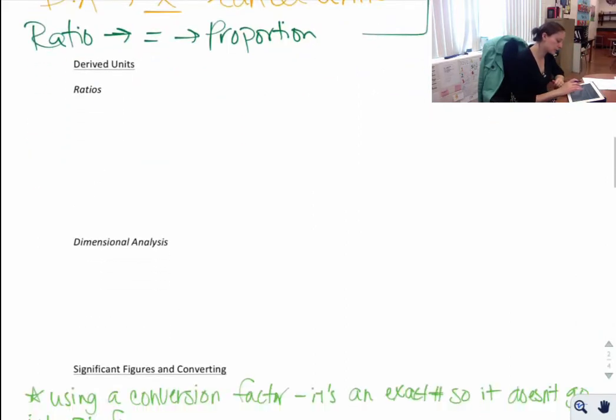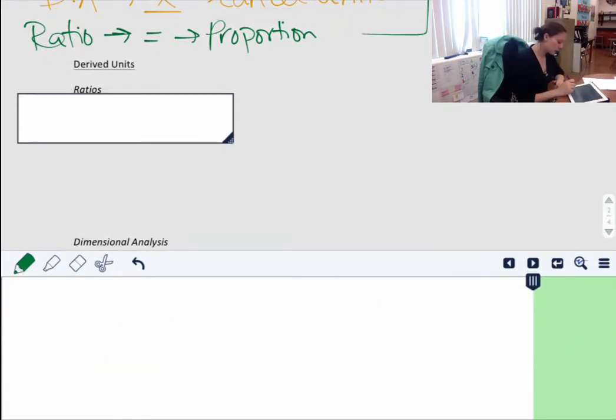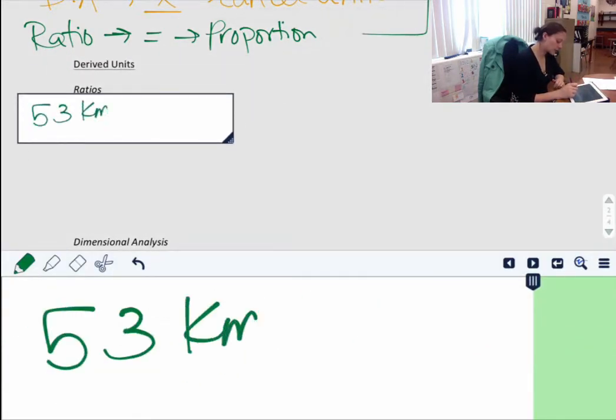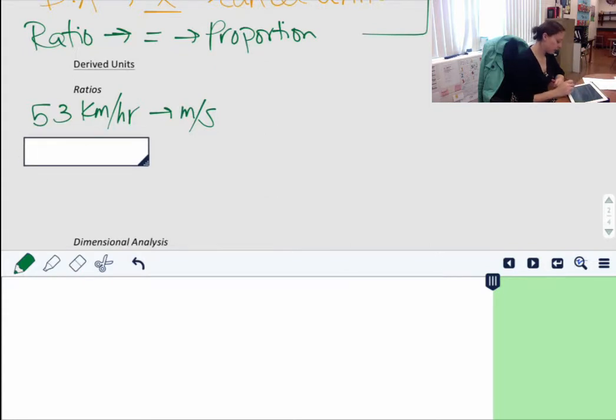All right, so now let's convert derived units. Remember, derived units are multiple units. So we're going to convert 53 kilometers per hour, and we want to know how many meters per second that would be. Start off with our 53.